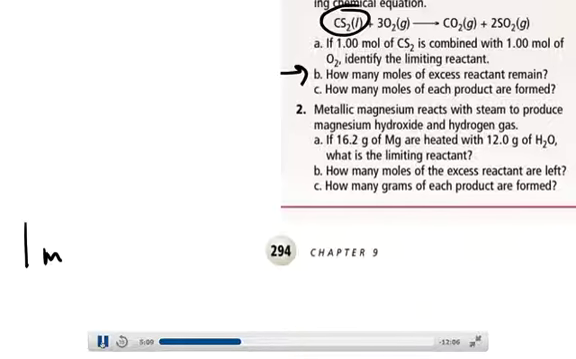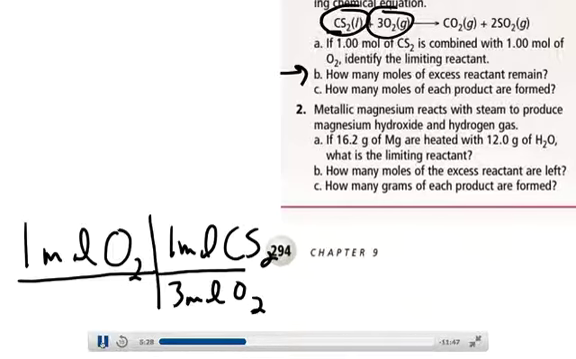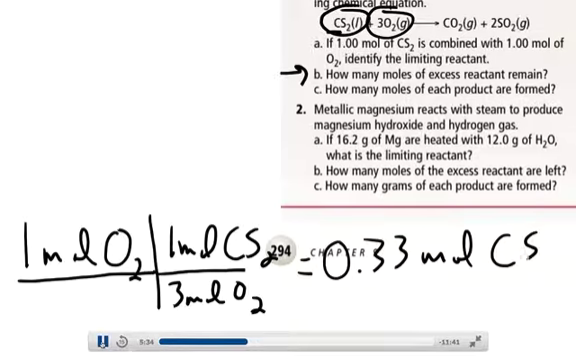Okay, so I already know that oxygen is going to fully react. It's my limiting reactant. So I'm going to solve for that. And I'm going to solve to see how much carbon disulfide is going to react with it. So using the ratio between them, 3 moles of oxygen react with 1 mole of carbon disulfide, and I get an answer of 0.33 moles of carbon disulfide.